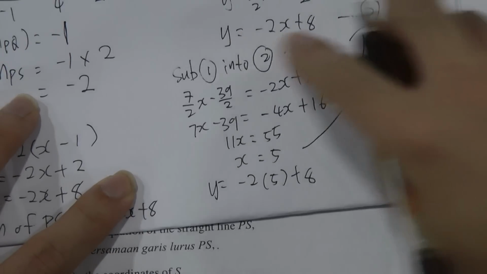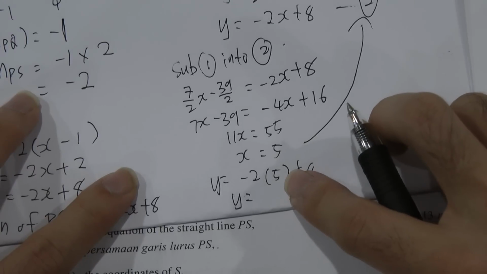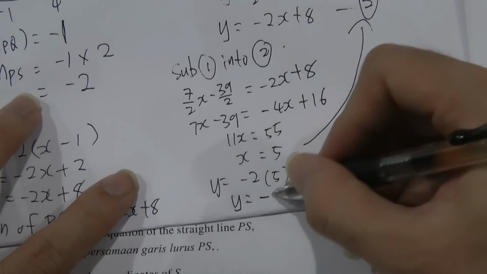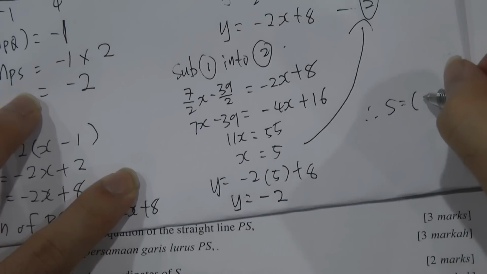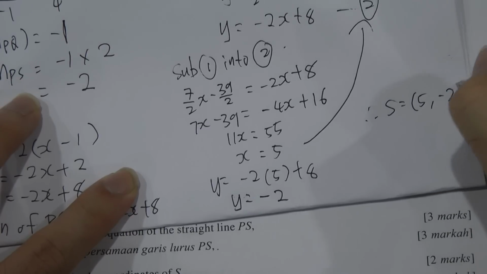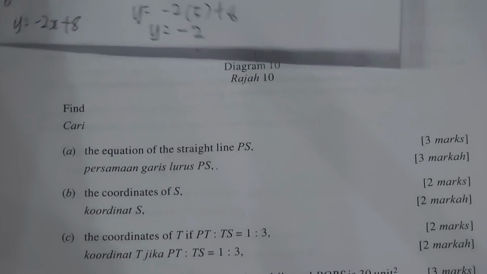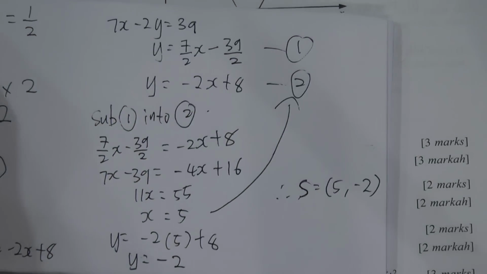We substitute back into this equation. Then we can get y will equal negative 2 times 5, we got negative 10 plus 8, we got negative 2. Therefore, coordinate S is equal to (5, negative 2). This is coordinate S. Then you got another 2 marks, which asks you to find coordinate S. It's like that.